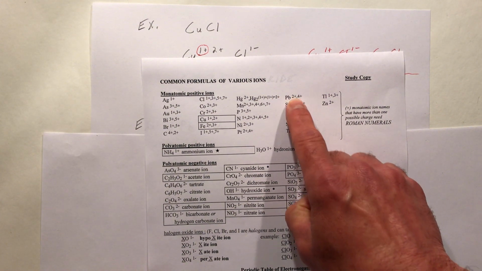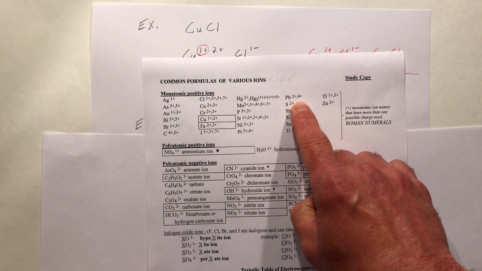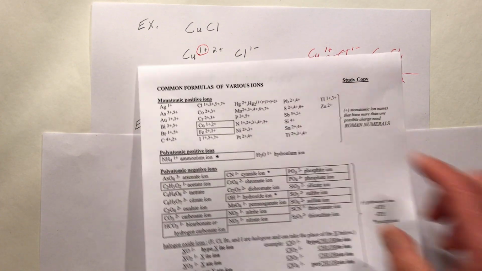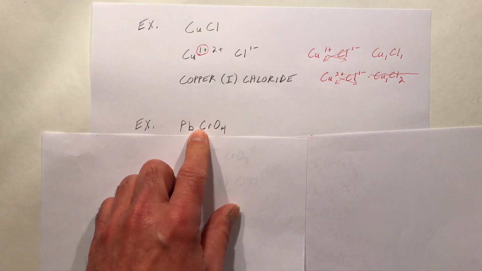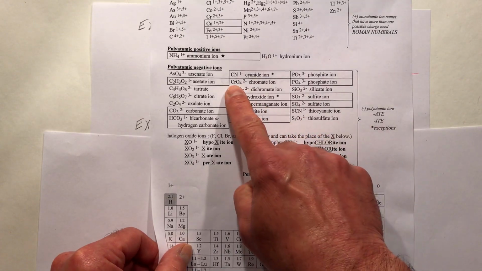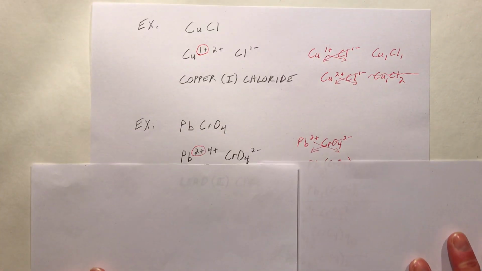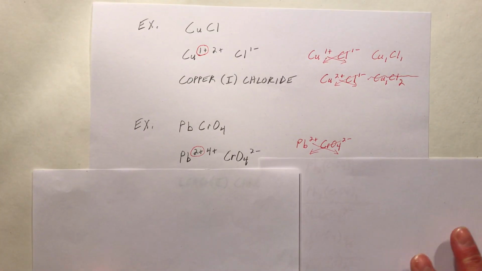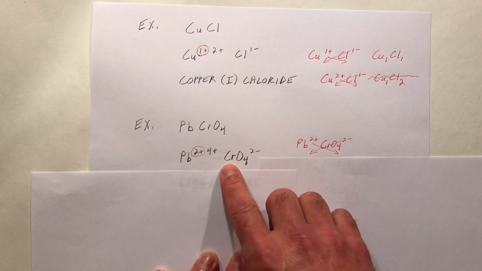Well, guess what? More than one charge like that, we have to use a Roman numeral. We either have to call this lead 2 or lead 4. And then what's CrO4? That's got to be the negative part of the compound, right? Well, here it is. CrO4 has a 2- charge. It's called chromate. So we have some type of a lead chromate. Which one is it? Pb2+ and Pb4+ are both possibilities.